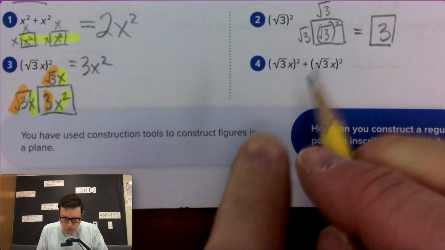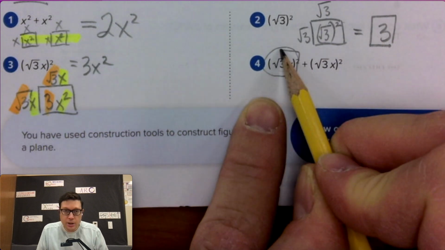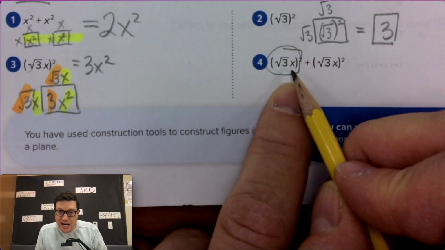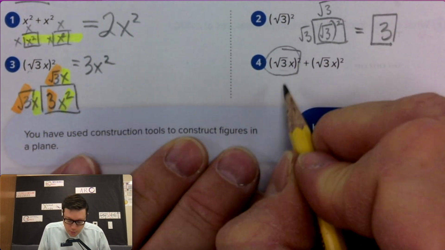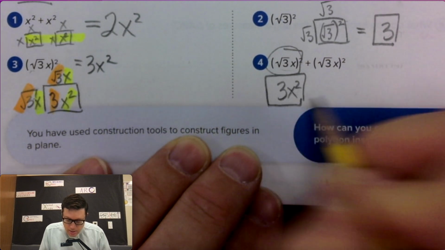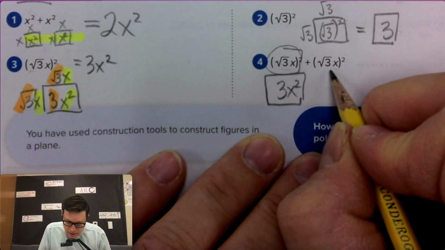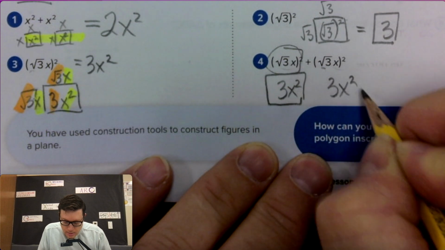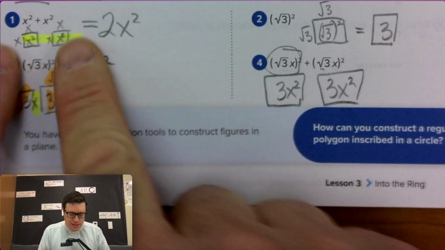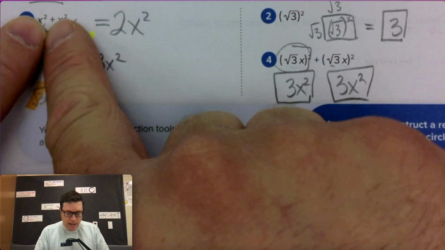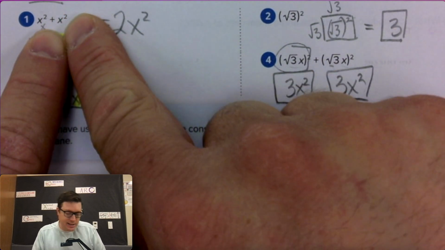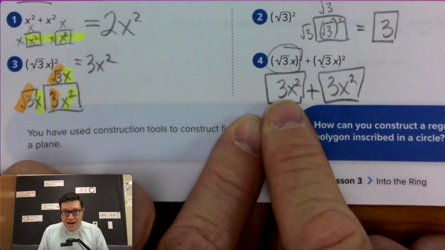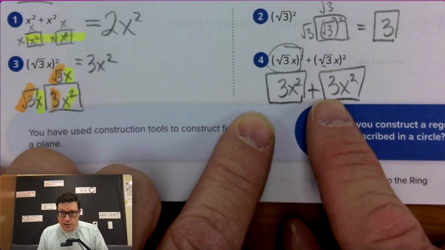And in tackling question 4, this has already been answered with number 3. So I know that I can rewrite square root of 3 times x. When that product is squared, the result is 3x squared. And it happens a second time. So there's another square root of 3 times x. That product is squared. But there's two of them. Just like in number 1, where there was 1 x squared, and then we added another x squared that created 2x squared. Here we have simplified and simplified 3x squared plus 3x squared. 3 plus 3.